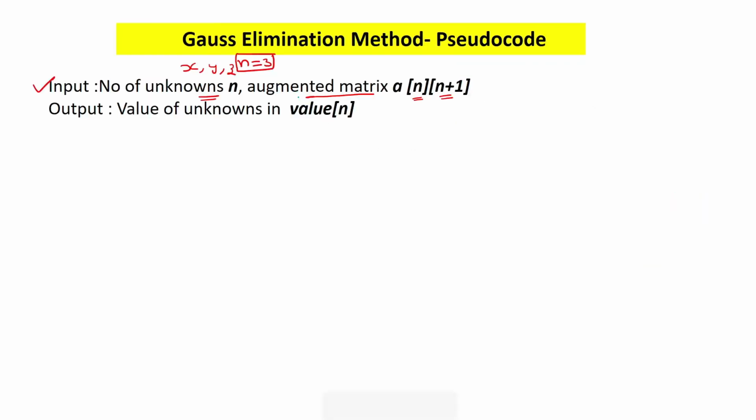So after entering the linear equations in the augmented matrix and asking the user how many unknowns there are, what is the output that you want?